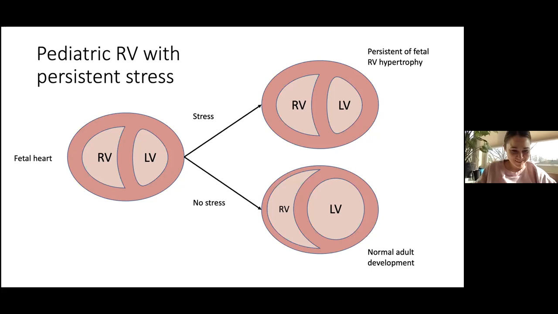And you can notice that the RV has a much thicker wall. If there's a stress on it that's persistent throughout childhood and development, then you can see what's called persistent RV hypertrophy. And so folks with congenital heart disease have a much thicker RV myocardium and have very different hemodynamics. In contrast, you see normal adult development on the bottom, where the myocardium of the RV has thinned, it's more crescentic, and the LV has enlarged.